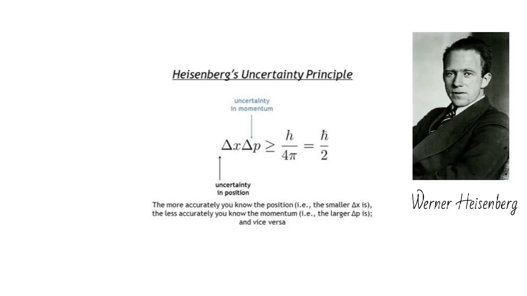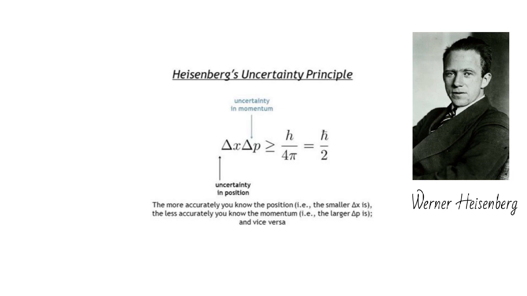The uncertainty principle is based on the idea that certain properties of a particle, such as position and momentum, are intimately connected and cannot be measured independently of one another. The more precisely one property is known, the less precisely the other can be known.